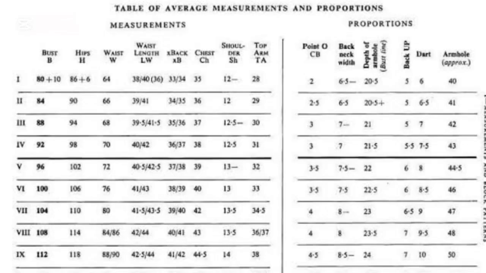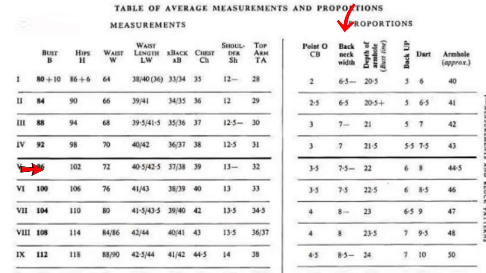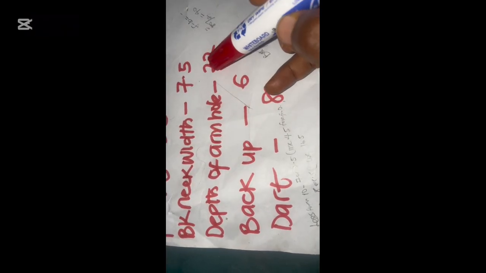The other side of the chart is where we have our proportions. So still using Roman figure 5, I will check what I have at point O, and I'm going to write it out. So I have 3.5, I'll write it out. I'll write out what I have for back neck width, depth of armhole, back up, and darts. These are the values I got for back neck width, depth of armhole, back up, and darts.